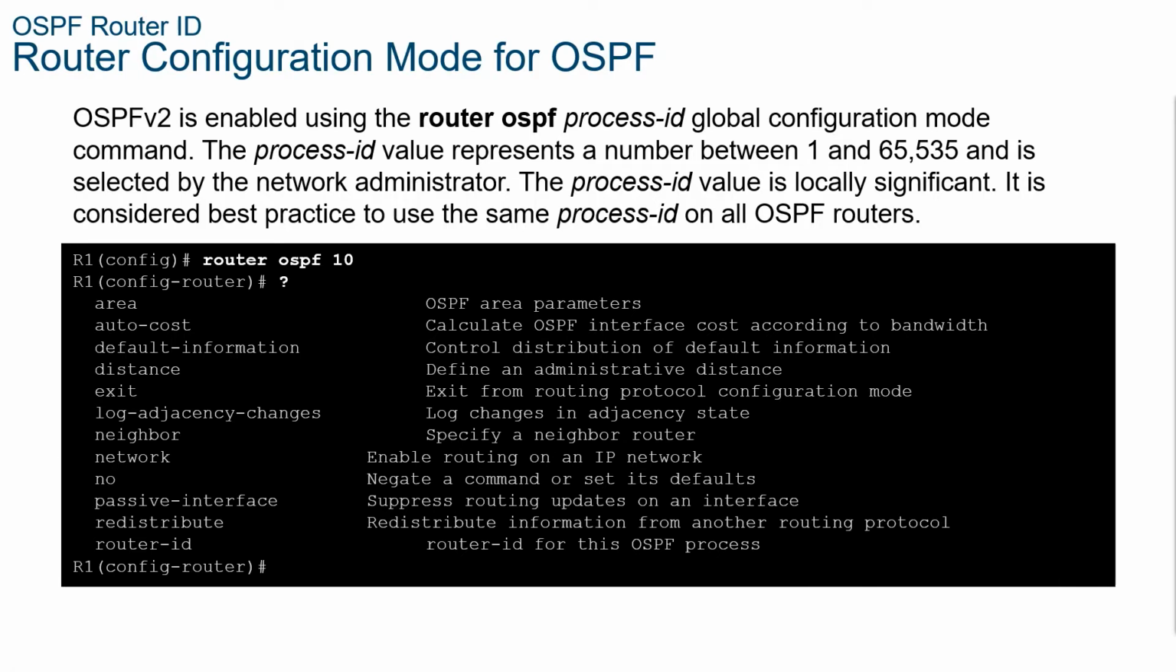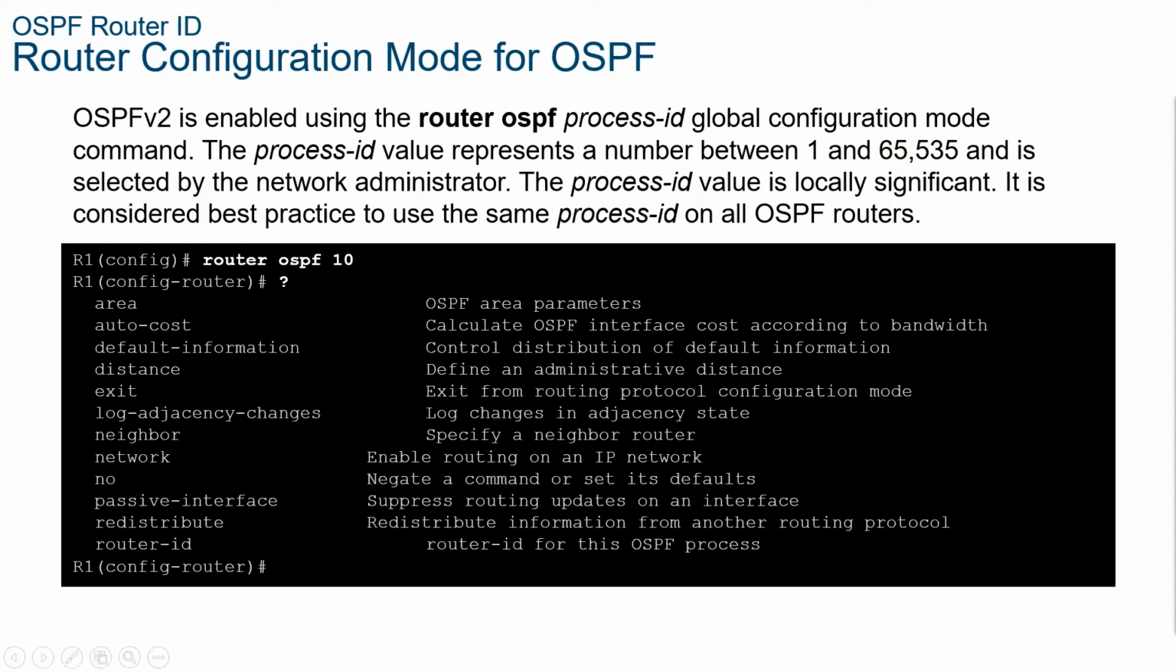So, router configuration mode for OSPF. OSPF version 2 is enabled using the router ospf process-id global configuration mode command. So as shown here, this is for R1. The process ID value represents a number between 1 and 65,535. So you can use any number within that range, selected by the network administrator. The process ID is locally significant, which means that it does not have to be the same value on the other OSPF routers to establish adjacencies with those neighbors. It is considered best practice to use the same process ID on all the OSPF routers.